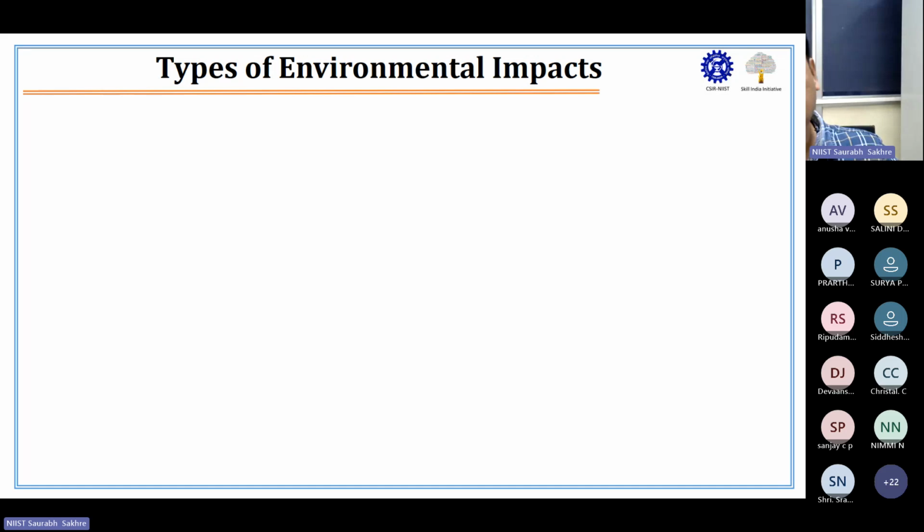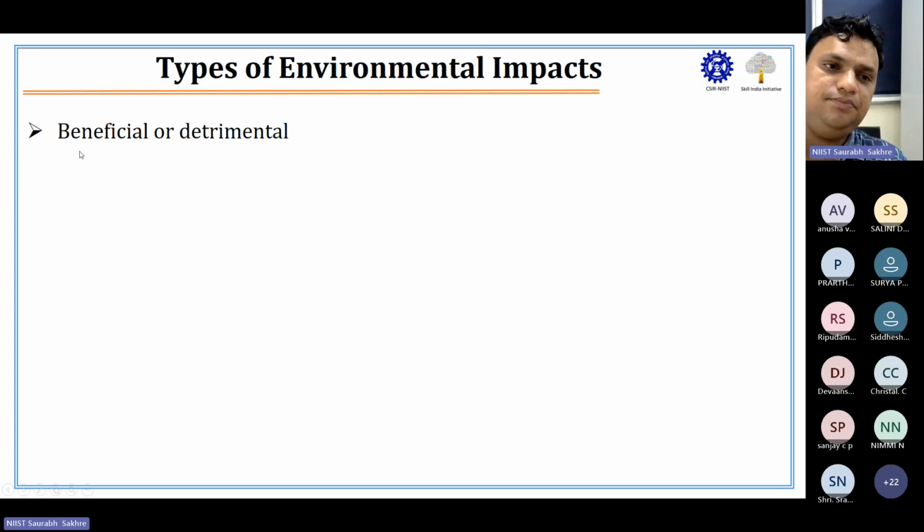Okay, so we will understand one by one what types of environmental impacts we encounter. The first one is beneficial or detrimental. It may be beneficial or detrimental. I'll give you an example. I belong to Indore, Madhya Pradesh, and some 200 kilometers from my hometown, there is a very big thermal power plant. It is called Sri Singaji Thermal Power Plant. It is built near the Narmada River.